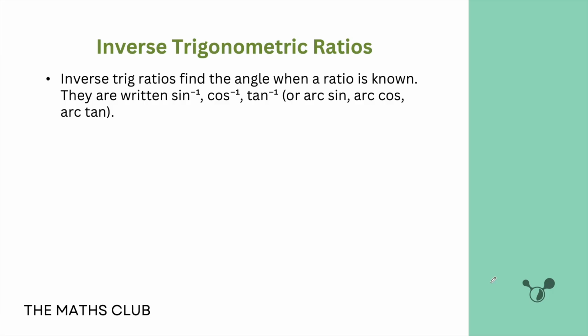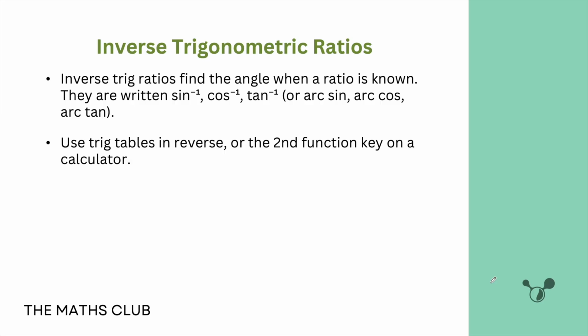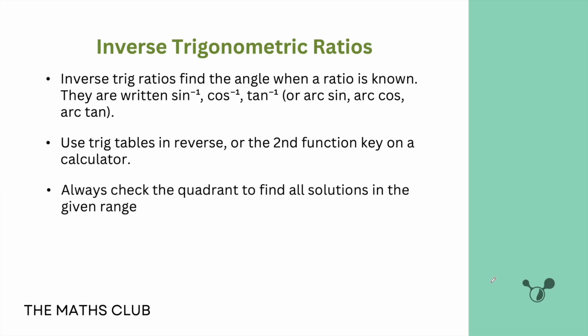So if you know the results, you can find the angle. Basically, just use it to find the angle when the ratio is known. You can use trig tables in reverse, like I did, or you can use your calculator using shift and maybe cos or tan or sine. And then you should always check the quadrants to find all solutions. Remember, from our CAST, it's not necessarily going to be only 30 degrees. There can be something else too. Remember our CAST, the 180 minus x, 180 plus x, 360 minus x.